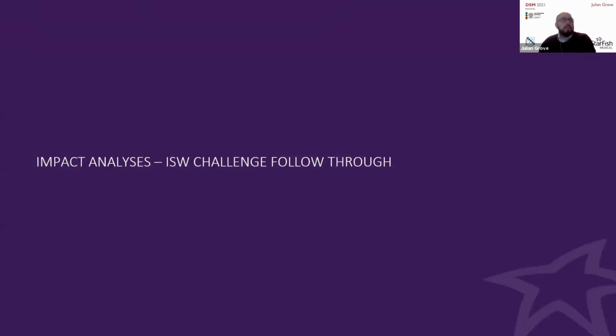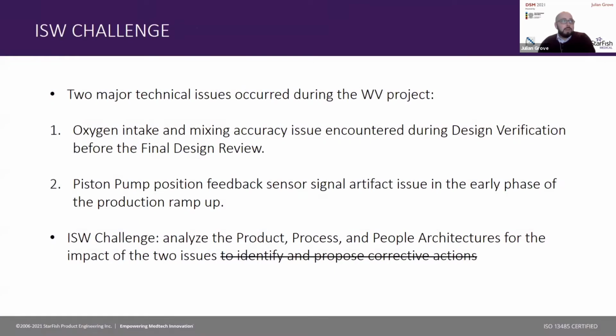To carry through the Industry Sprint Workshop Challenge, we tackled two design challenges, or real issues, that were encountered on the project. The first had to do with oxygen intake and mixing accuracy that we identified during design verification before the final design review. To summarize, the performance of the ventilator was insufficient to demonstrate safety and efficacy of the device at that time, and improvements were needed.